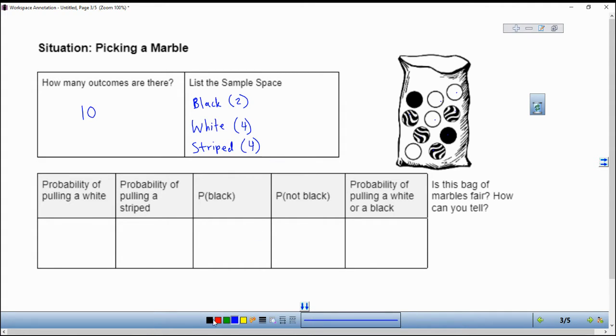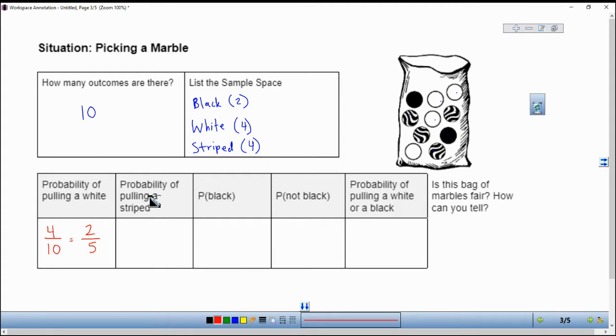All right, so let's take a look at some different situations here. We have the probability of pulling a white marble. Well, there's 4 white marbles out of 10. And we can divide those both by 2 to simplify that probability. You could say that the probability is 2 out of 5. So a little less than half. So it's still less likely that you're going to pull a white marble.